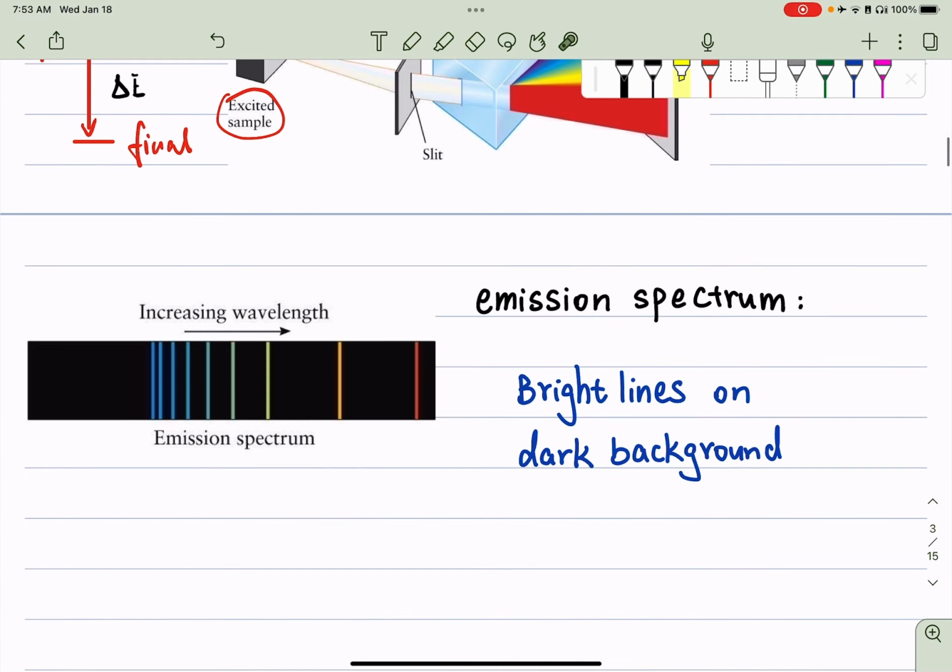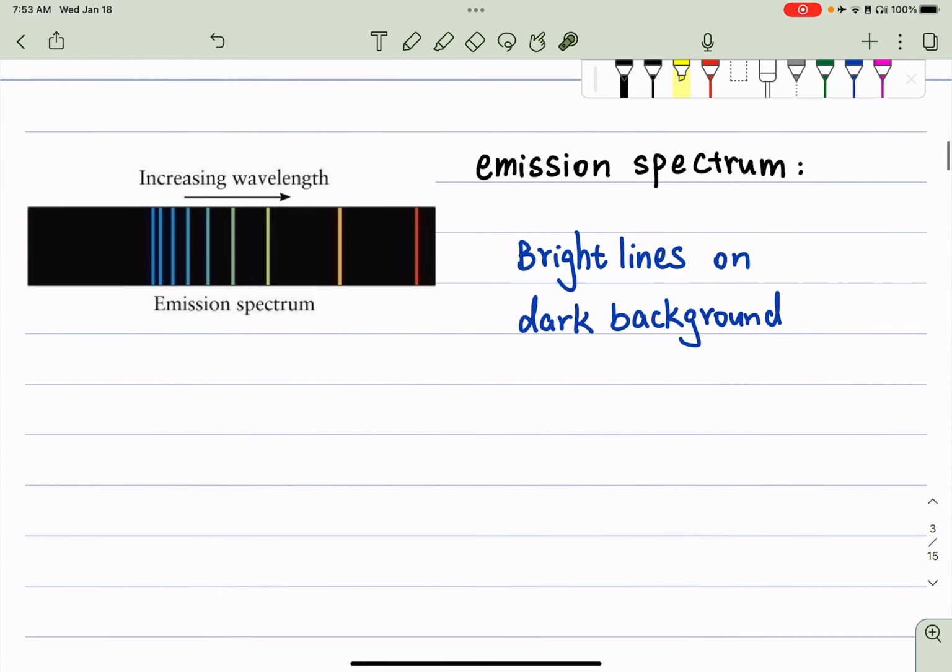So what does this spectrum look like? Here is what we have. On our emission spectrum, we're talking about light coming out from excited samples. What that means is that on a dark background, we have bright light. These bright lines are the light that's being emitted by the excited sample.